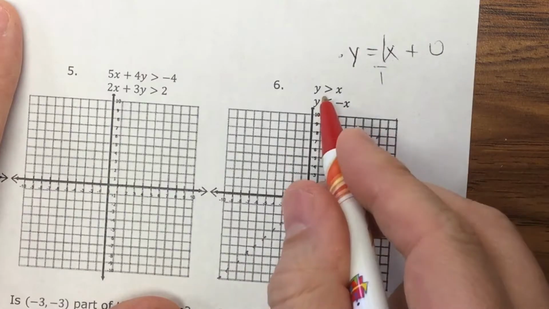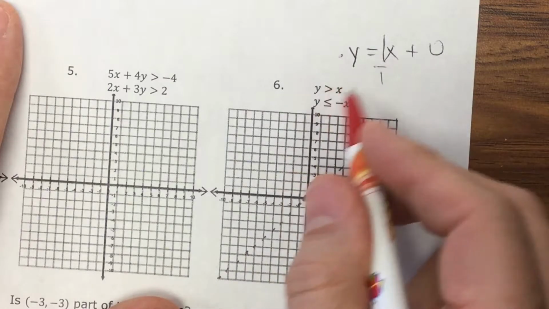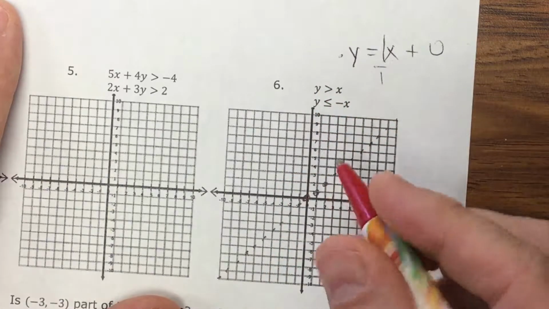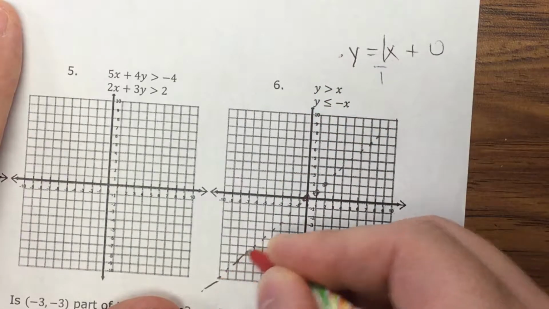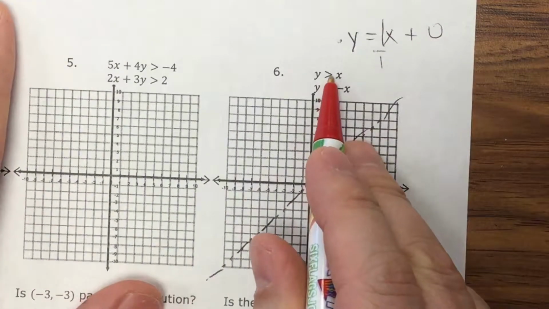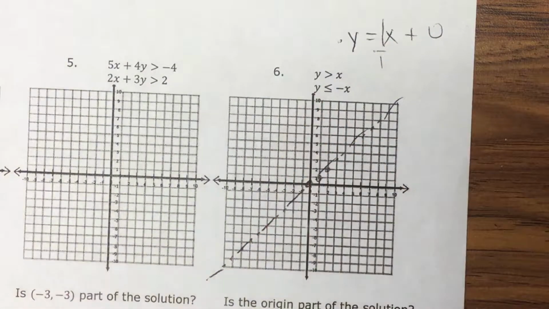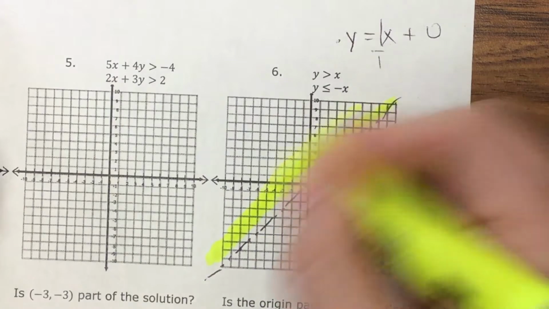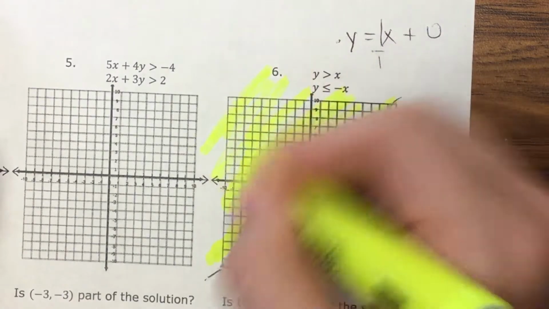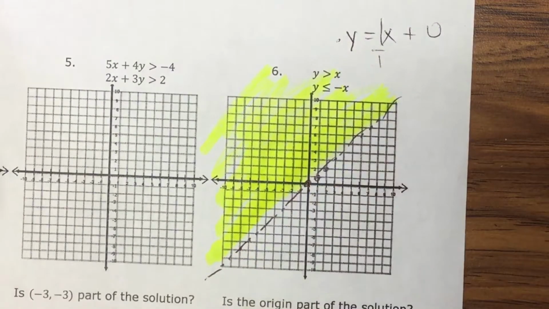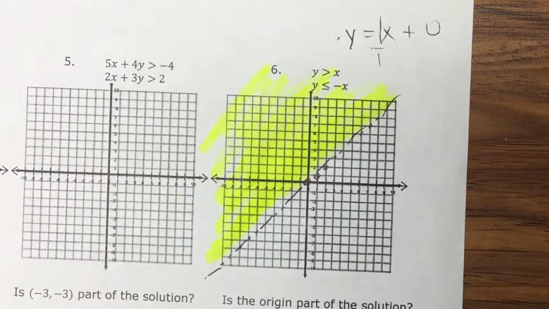All right. This is not a solid line, it's a dashed line because it doesn't have equal in the inequality. So I'm going to go ahead and do that, dashed. The inequality is greater than, so the shading is going to be above that line. So the solutions are everything above the line, not including points on the line, since it does not have the equal. That's why it's dashed. Okay, let's do the second one.